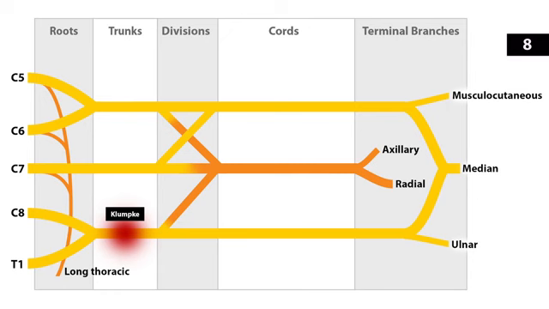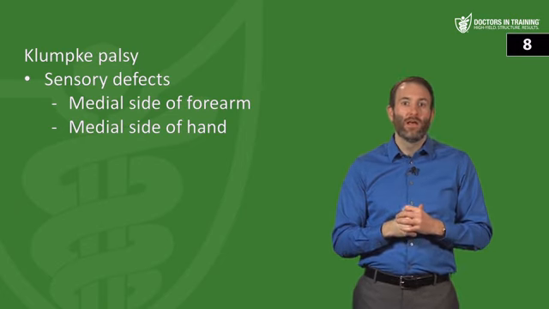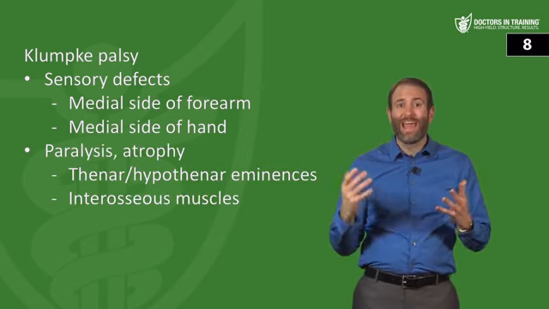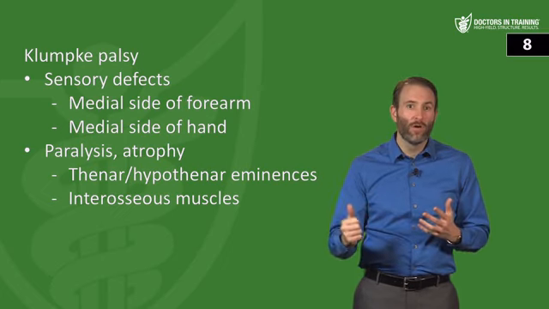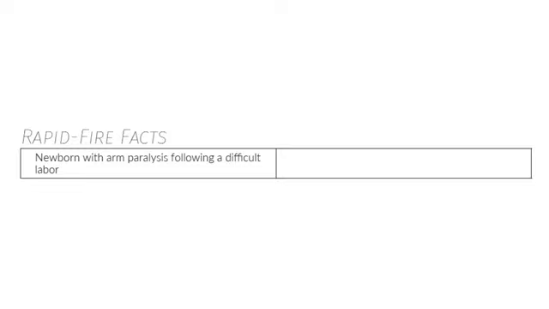All right, next question. What are the symptoms of a lesion to the inferior trunk of the brachial plexus? Remember, that's our Klumpke's palsy. So those symptoms would be things like sensory deficits of the forearm and hand on the medial side, upper arm as well. You're also going to see atrophy of the hand muscles, so the thenar, hypothenar, and interosseous muscles. All right, so then we have one rapid fire fact. You should know this one by now. Newborn with arm paralysis following a difficult delivery. First, think of Erb-Duchenne palsy. You might have Klumpke on there, but Erb-Duchenne is going to be far more common.